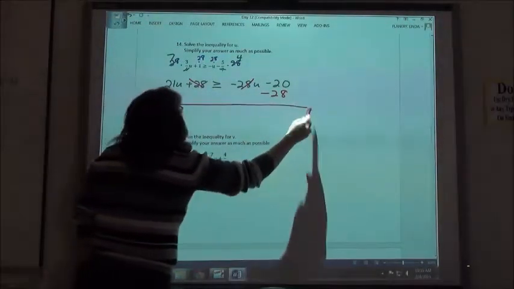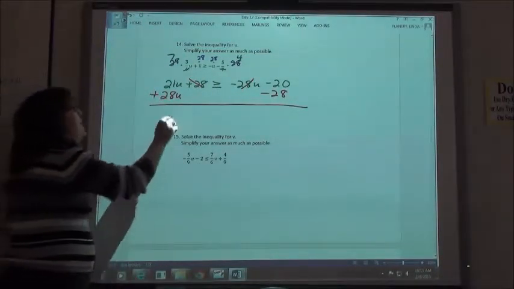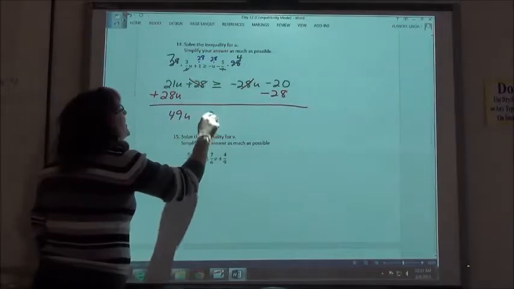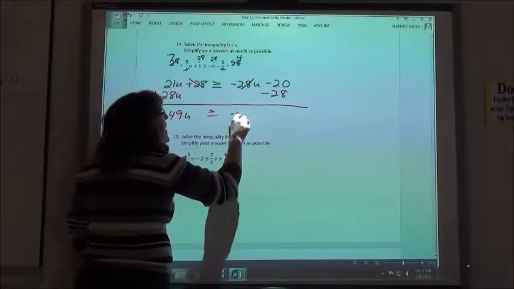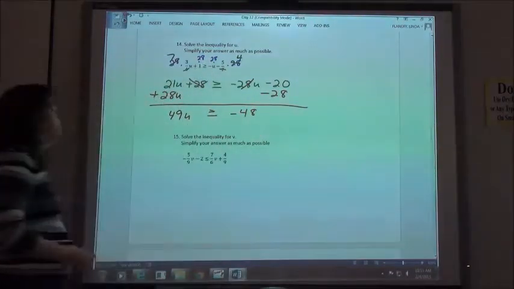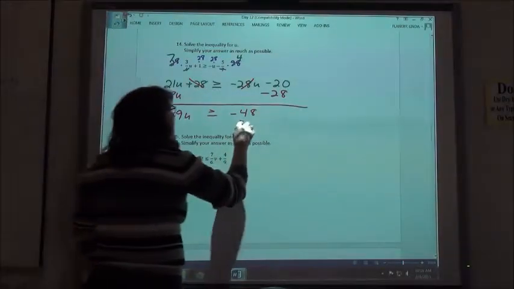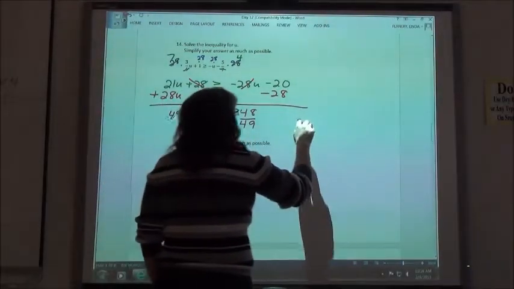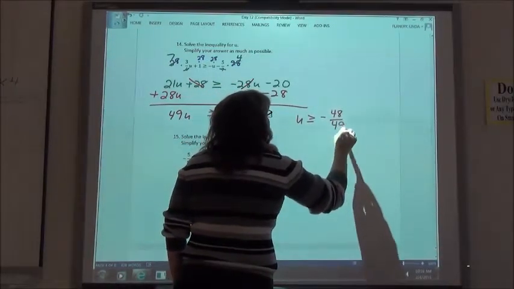If I do that, 21u plus 28u would be 49u, is greater than or equal to negative 20 minus 28, which is negative 48. And in order to solve that, I'm going to divide by the 49, right? So u is greater than or equal to negative 48/49.